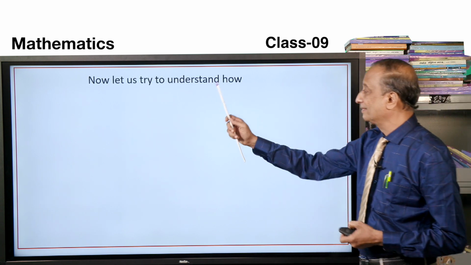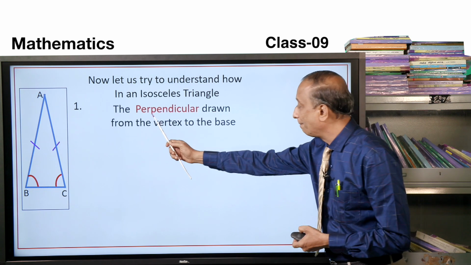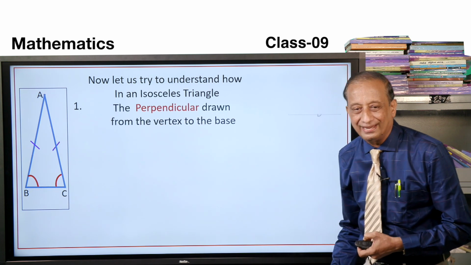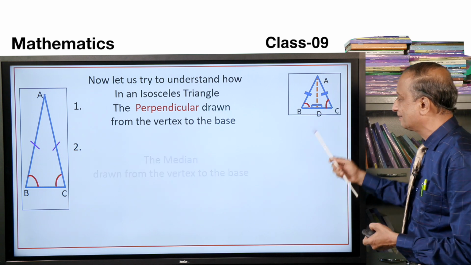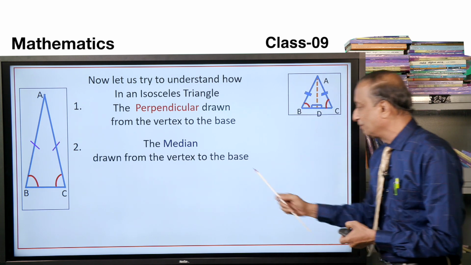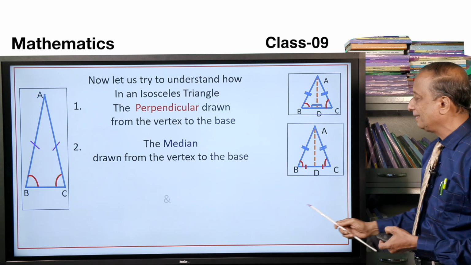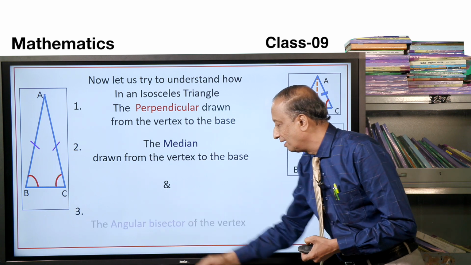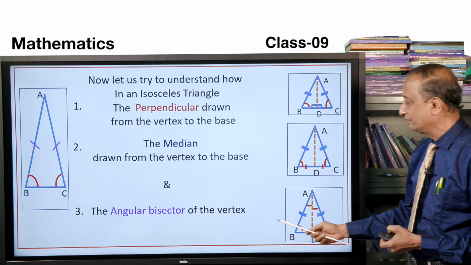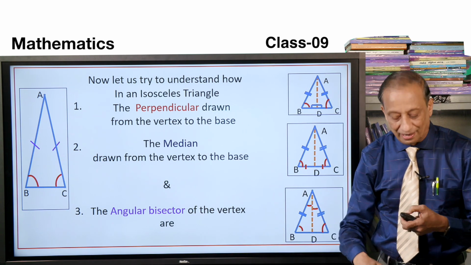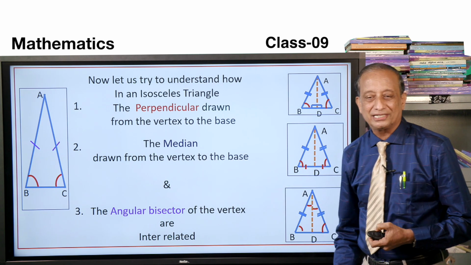Yes. Now, let us try to understand, in an isosceles triangle like this, the perpendicular drawn from the vertex to the base. Observe the figure here. This is the perpendicular drawn from the vertex to the base. The median drawn from the vertex to the base. Observe the figure. This is the median drawn from the vertex to the base. And finally, the third one is the angular bisector of the vertex. This is the angular bisector of the vertex, and how they are interrelated, this we shall try to explore now.